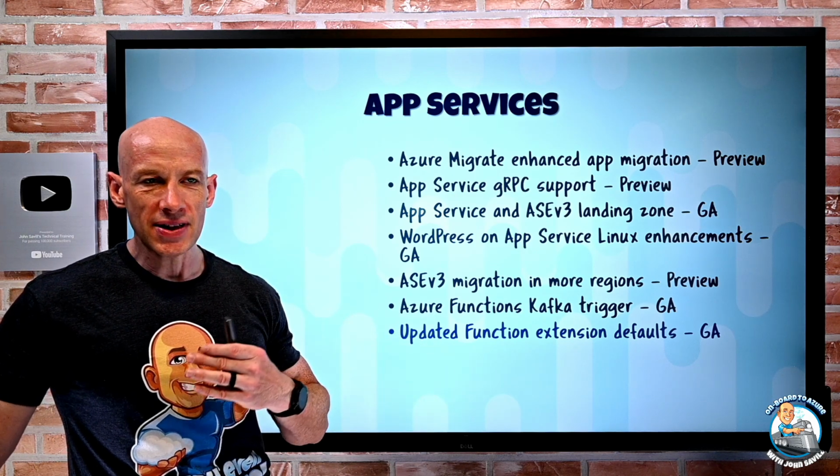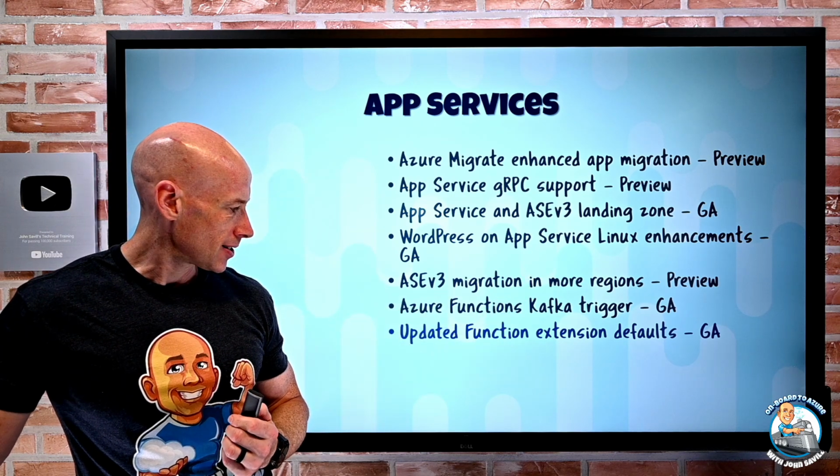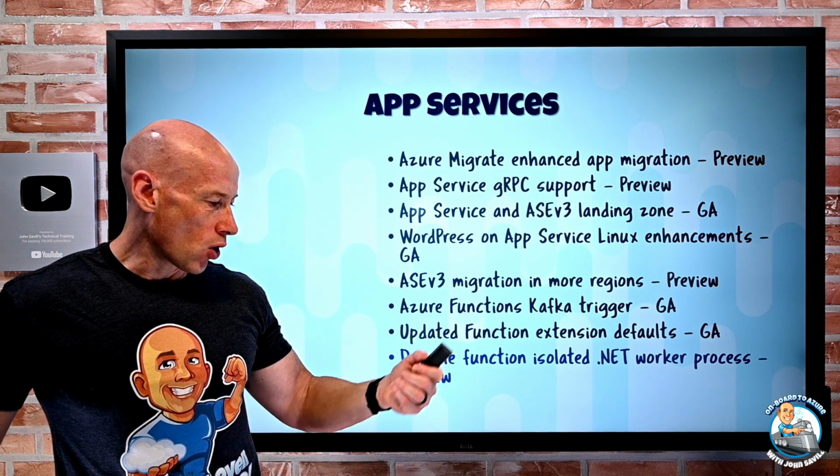A .NET app is going to get the updated versions from NuGet. It's all about, hey, just by default, I'm going to get the latest things. Durable functions now support isolated .NET worker processes.